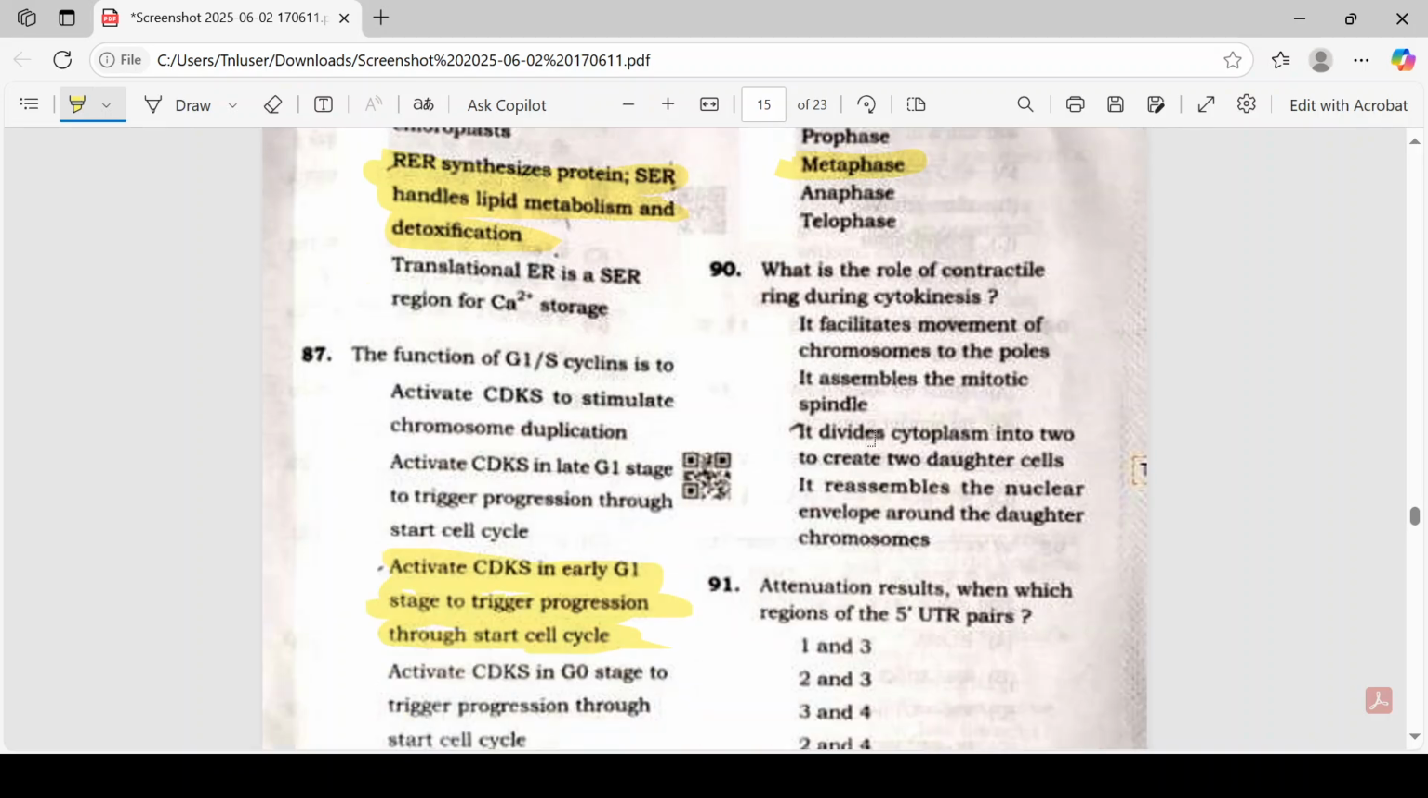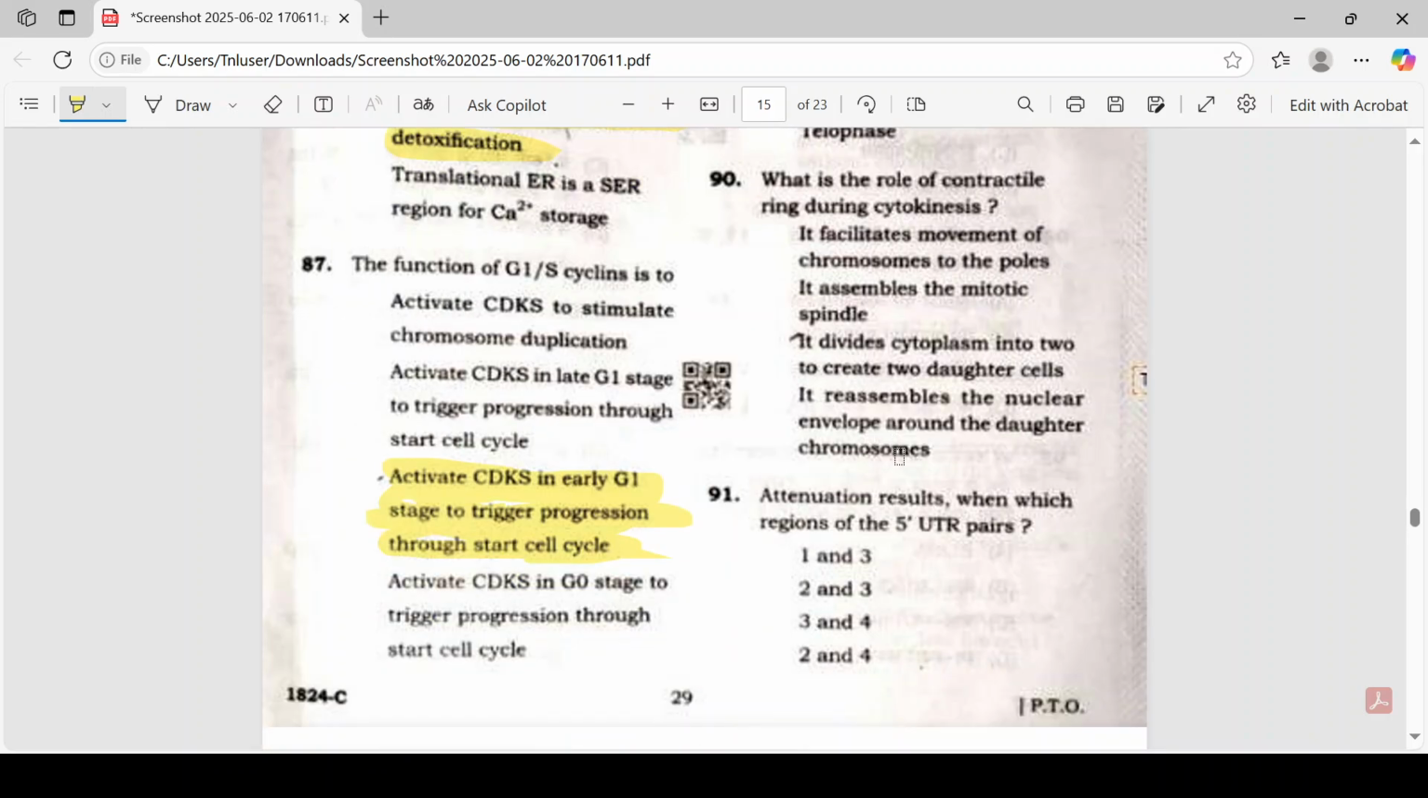Yes. Let's proceed to question number 90. What is the role of contractile ring during cytokinesis? The correct answer to this will be it divides cytoplasm into two to create two daughter cells. That is option C. For question number 90, the correct option is option C.